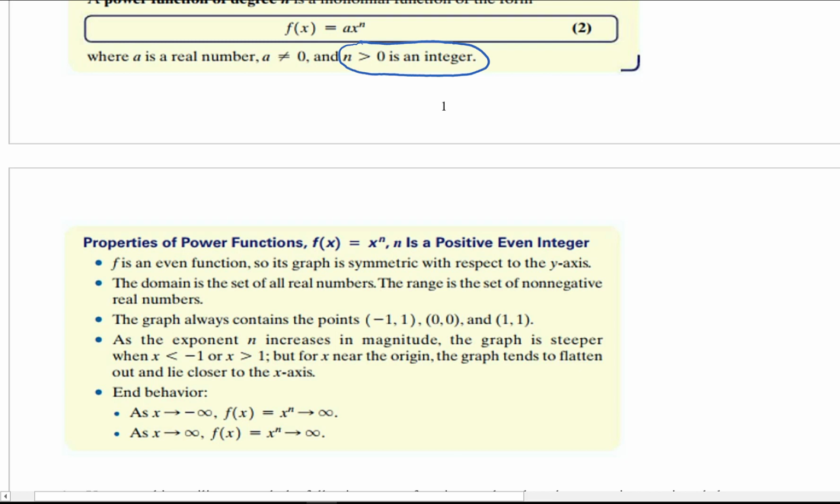Okay, properties of power functions. F of x is equal to x to the nth power. N is a positive even integer. So some of those properties are going to be: f is an even function, so its graph is symmetric with respect to the x-axis.